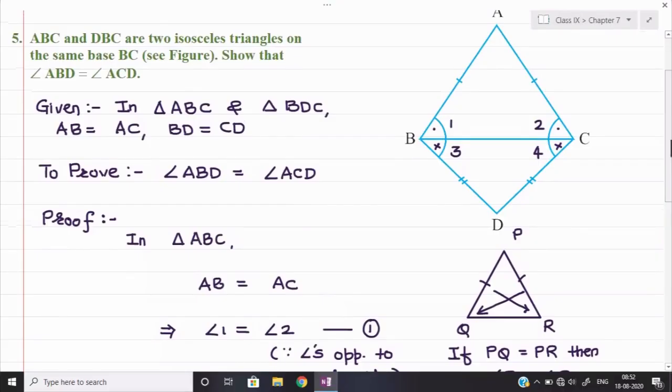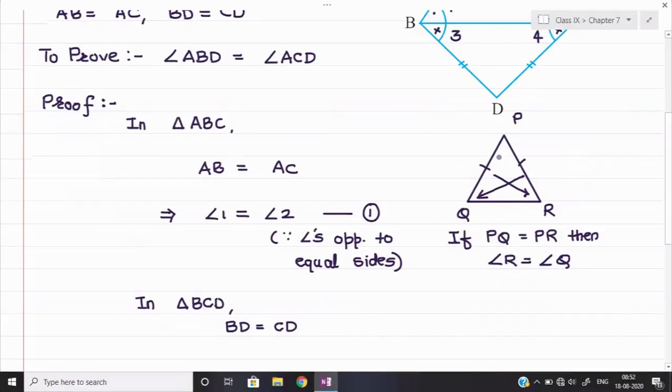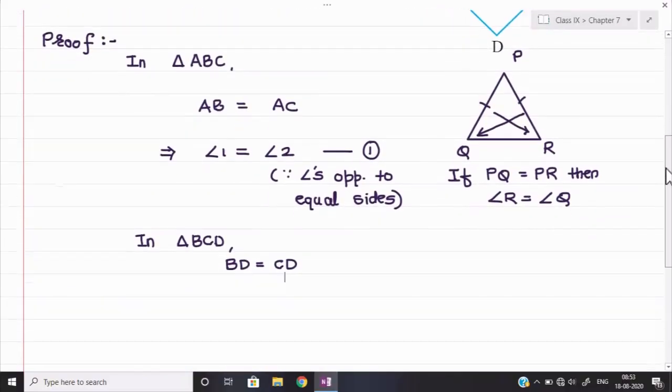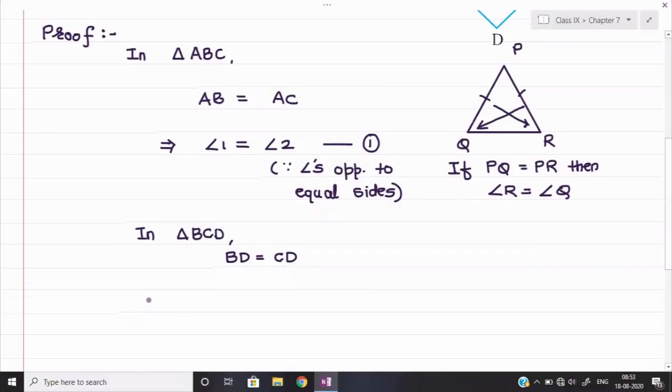Now, if I ask you, in front of BD, which angle do you observe? See, this is side BD. In front of BD, you are observing angle number 4. Don't go to triangle ABC. We are sticking to triangle BCD only. So in front of BD, angle 4 is coming, and similarly in front of side CD you will observe angle number 3. So here I will write down angle 3 is equal to angle 4. So therefore we can say that angle 3 is equal to angle 4.